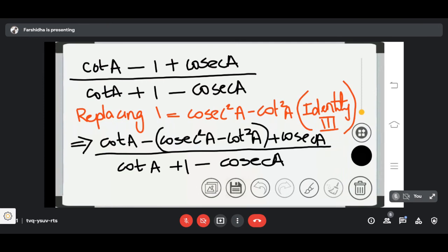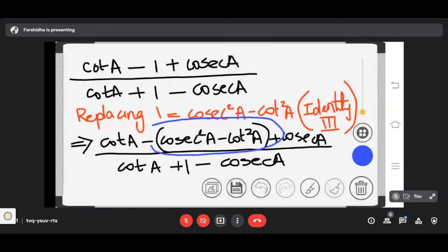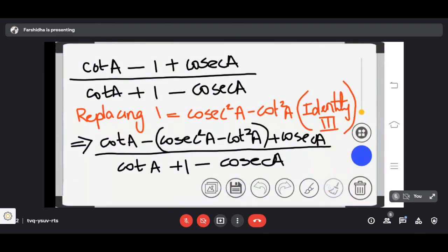See, in the next step, what we're going to do is, we'll rearrange all the square terms together and other non-square terms together. So here you can see cosec square A minus cot square A are together and we'll write cot A and cosec A together in the next step. Simply I'm rearranging both. So next step will be cot A plus cosec A minus cosec square A minus cot square A divided by cot A plus 1 minus cosec A.